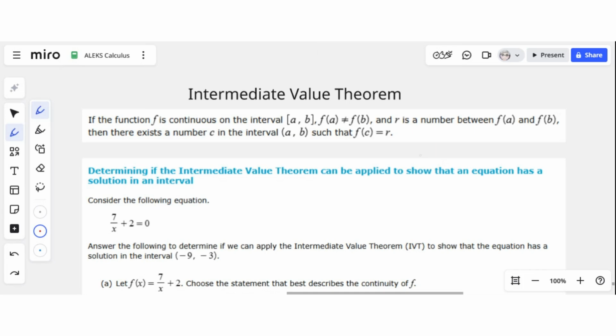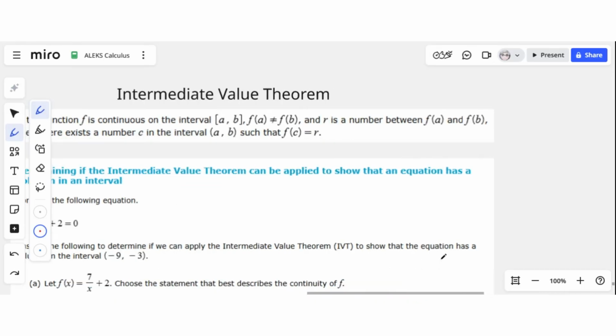In these problems, we are using something called the Intermediate Value Theorem. And this is the theorem right here. I'm going to read this and then I'm going to try to maybe draw a picture to explain it better. It says, if the function f is continuous on some interval a to b, and f of a does not equal f of b, so the function actually changes, it goes someplace between a and b, and r is a number between f of a and f of b, then there exists a number c in the interval a to b such that f of c equals r.